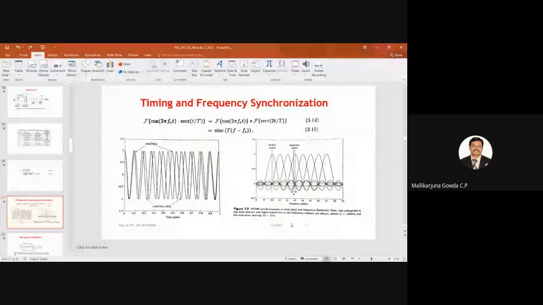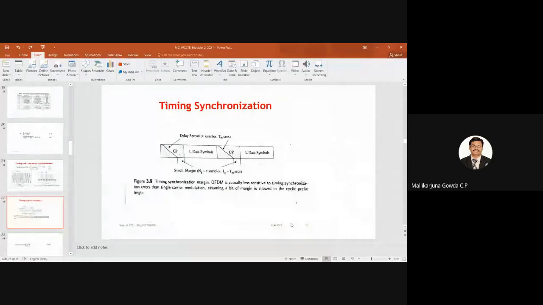Then I talked about the timing synchronization margin. We are keeping some amount of cyclic prefix for avoiding ISI, inter-symbol interference. In addition to that, we also take care of the timing synchronization margin, which we denote as tau. That is the guard time minus the delay spread. If the timing offset is less than this difference, then there will be no issue, it is perfect. If it is greater than this value, then it leads to a problem. But because of the cyclic prefix, whose length is usually much greater than tau g minus tau m, there will be no issue.